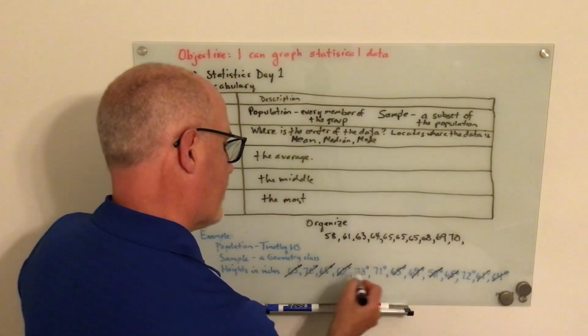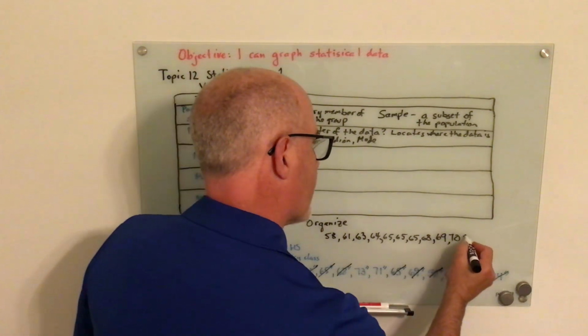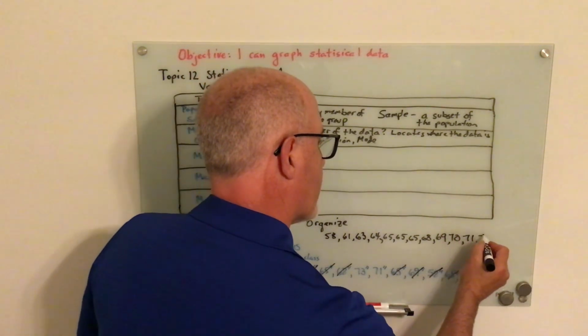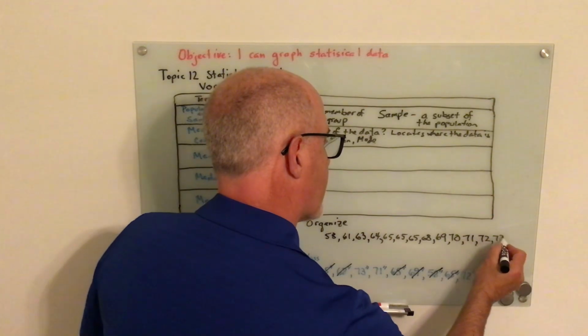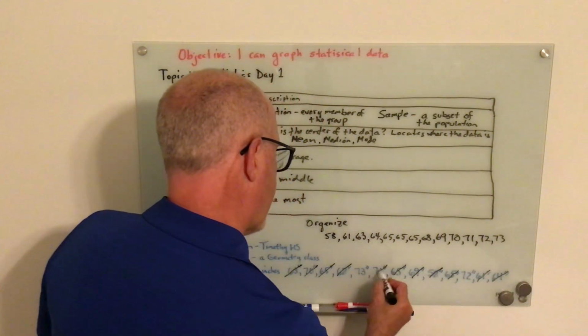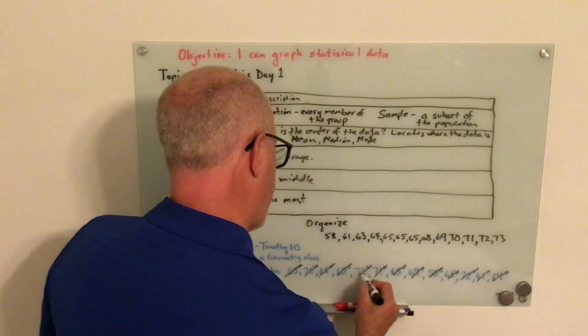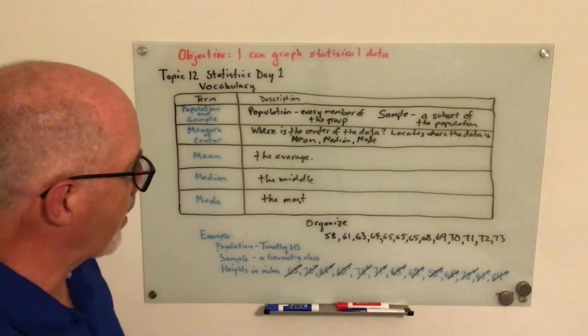Cross that one off. 71, 72, and 73. Okay, so 71, 72, 73. I just do a double check. Looks like I got all of them.